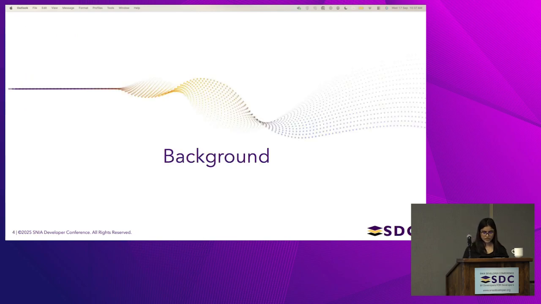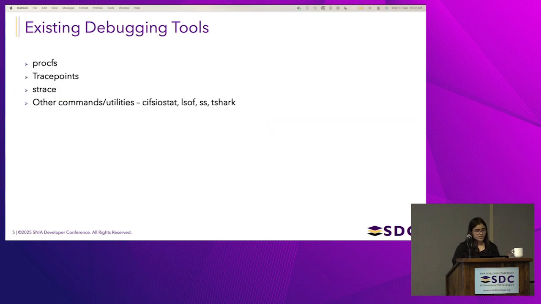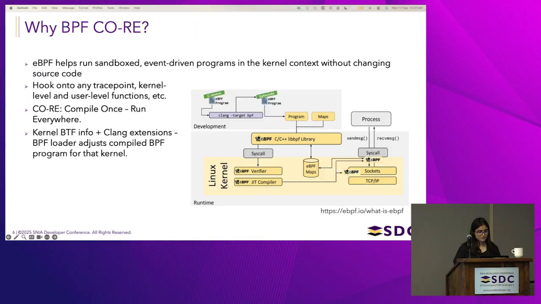So let's get started. Here are some existing debugging tools that are available on the Linux SMB and NFS client. There's procfs, trace points, utilities like strace, lsof command, tshark, wireshark, and whatnot. And while these are great, they do not provide granular, continuous observability into the clients.